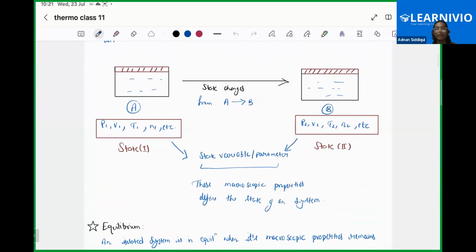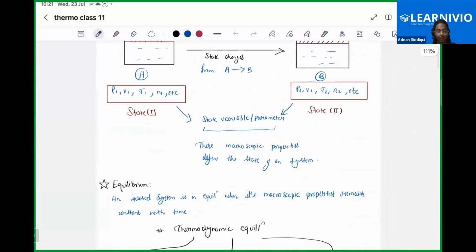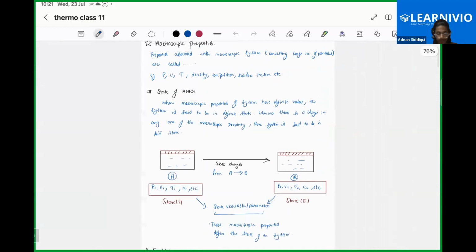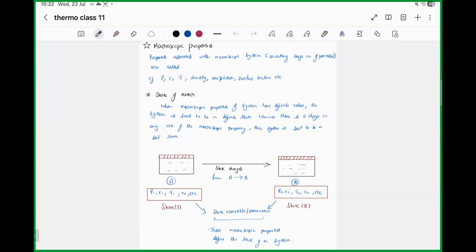These macroscopic properties are called state variables or state parameters. They define the state of a system. Please read it and try to remember it, because this is the basics of thermodynamics, and we are going to use these concepts as we move ahead. If you still have any doubt regarding this topic, please let me know.